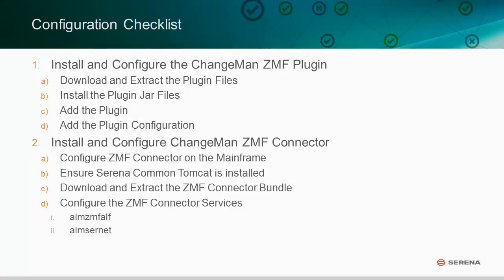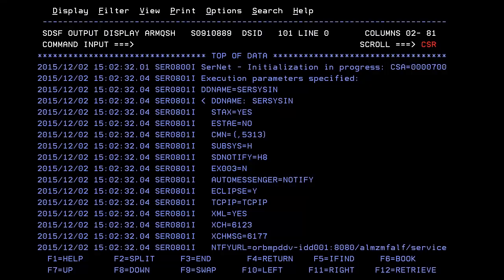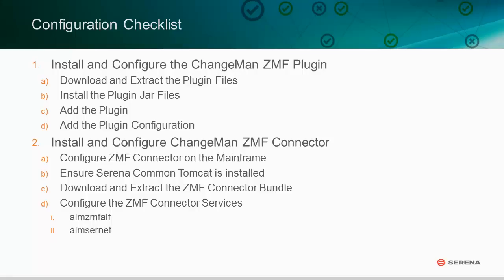Now you've completed the ZMF plugin configuration and are ready to install and configure the ZMF connector. The ZMF connector requires some configuration on the mainframe. The Cernet parameters in your ChangeMan ZMF startup must include the CMN port number and the NTFY URL parameter. The latter must point to your release control server.